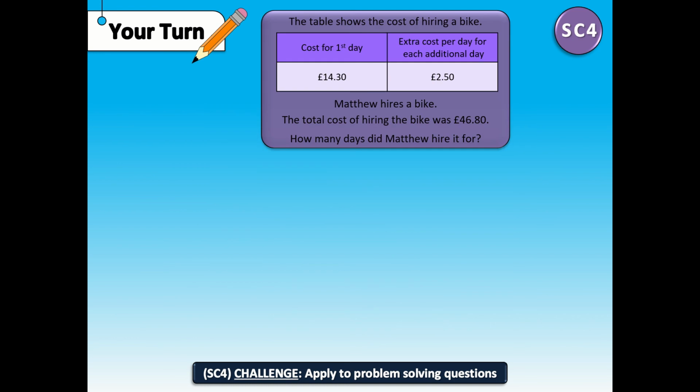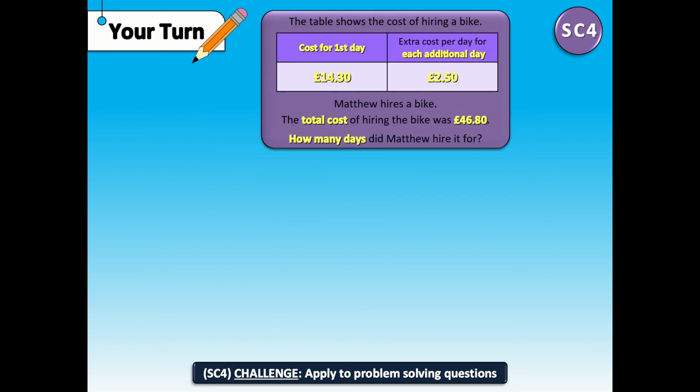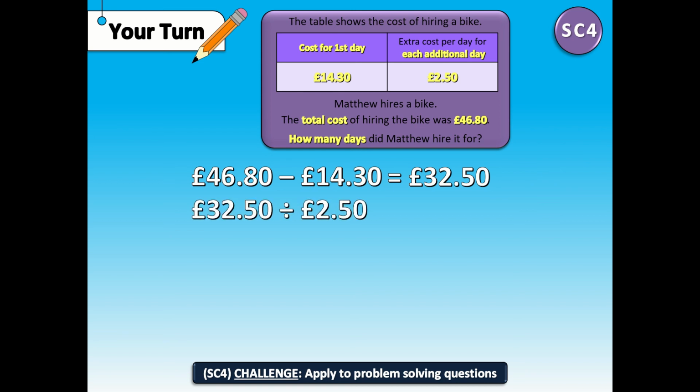For the purple question, we highlight our key information. Now the total cost was £46.80. If we take off the cost for the first day, that's £32.50 left, and it costs £2.50 for each subsequent day. So we need to divide £32.50 by £2.50. If we times £2.50 by 10, which is 25, and do the same thing to £32.50, which will be 325. Then we do 325 divided by 25.